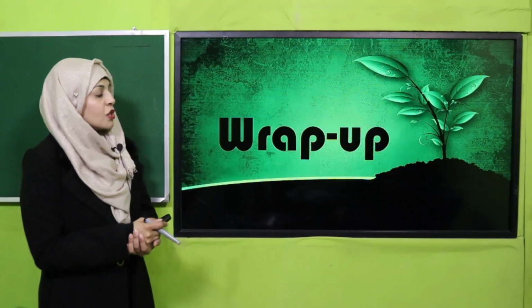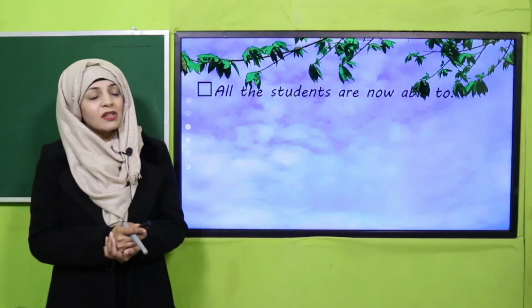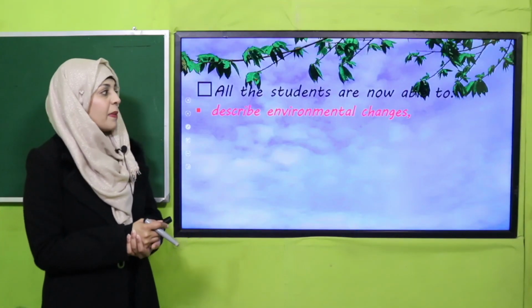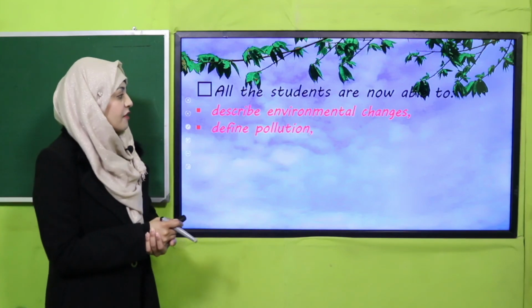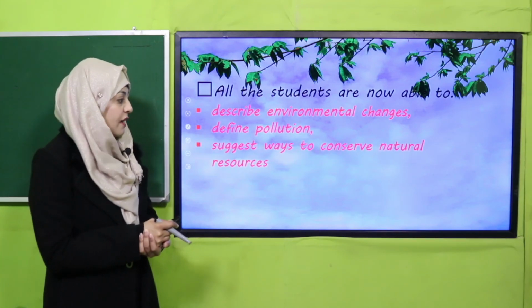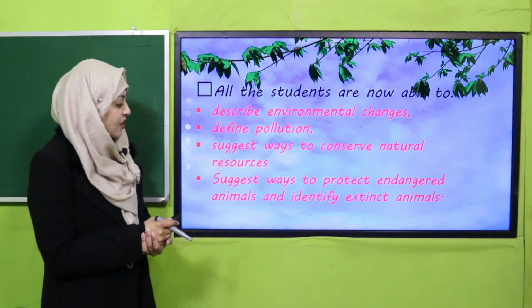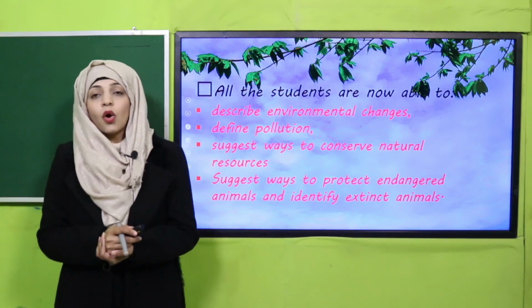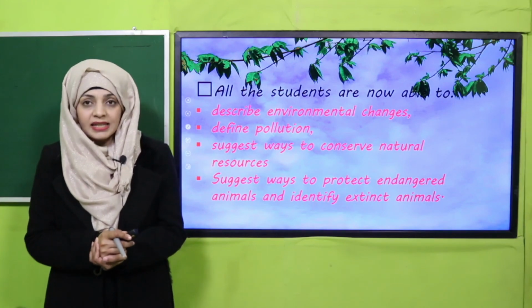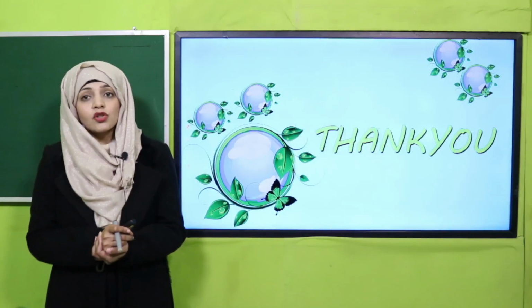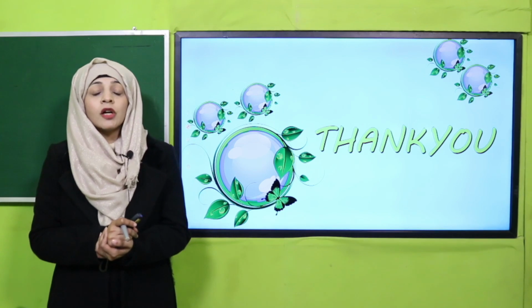So my dear students, now is the time for wrap up. All my students are now able to describe environmental changes, define pollution, suggest ways to conserve natural resources, and you are also now able to suggest ways to protect endangered animals, and you are also able to identify extinct animals. I hope you have thoroughly enjoyed this unit and you have learned a lot of things from it.